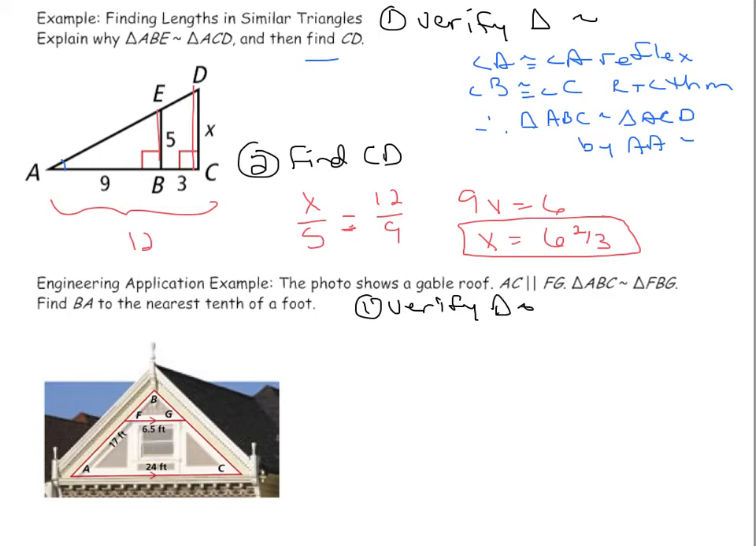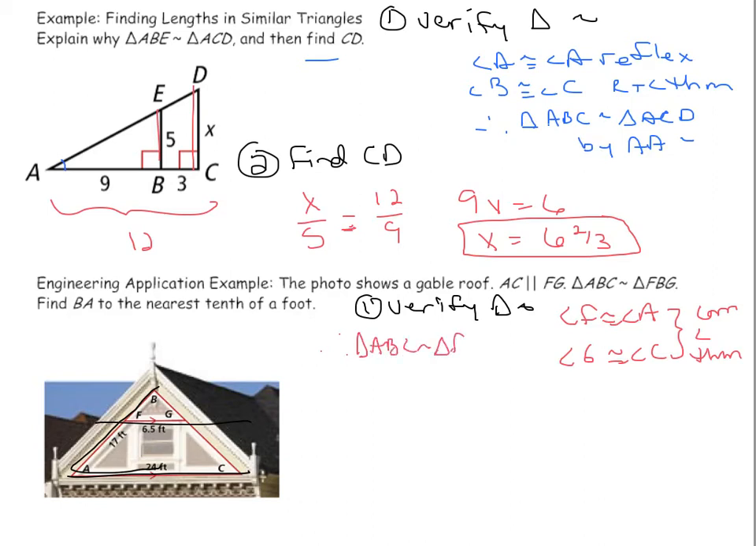Verify the triangle similarity. You have to know that they're similar first. Okay, well, I can see that these angles are actually congruent because if these lines are parallel here, I've got some F's. I've got corresponding angles, so I'm going to use that. I know that angle F is congruent to angle A. I also know that angle G is congruent to angle C. This is the corresponding angle theorem. Okay, therefore, triangle ABC is similar to triangle FBG, and this is angle angle similarity.